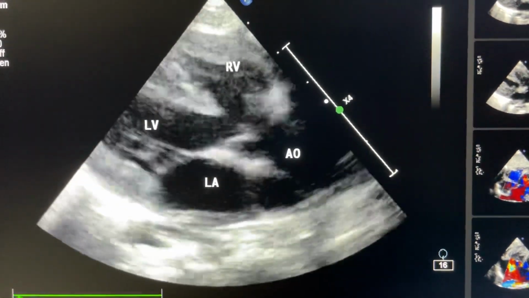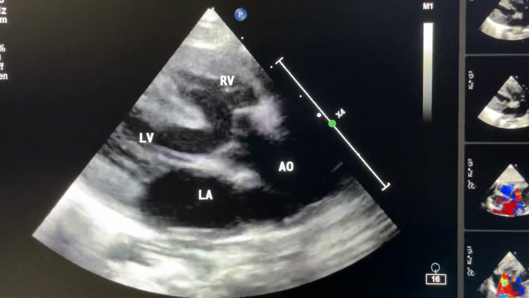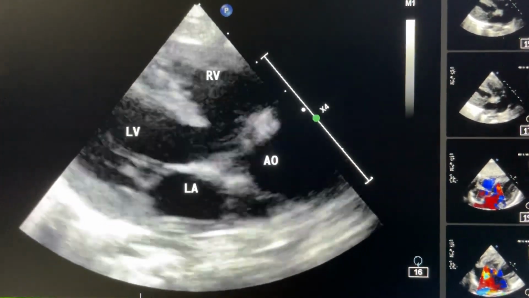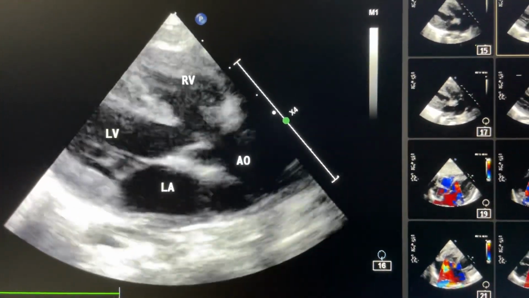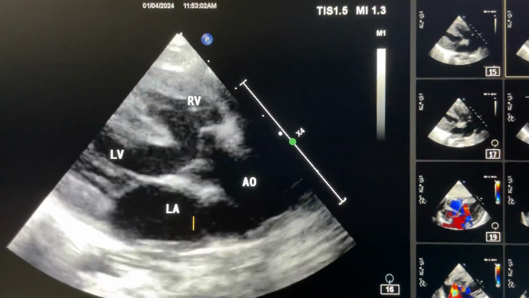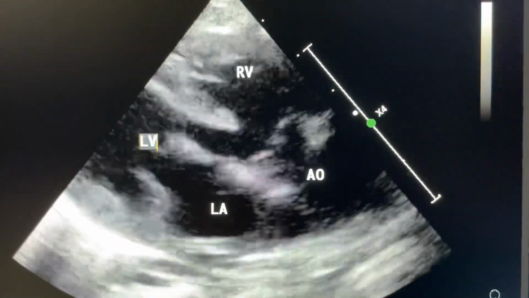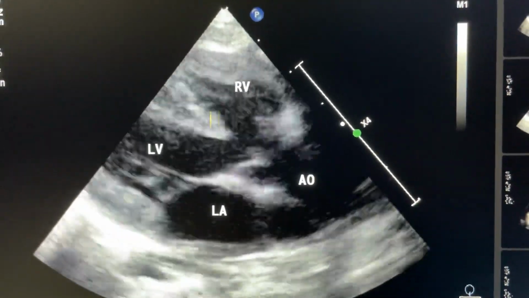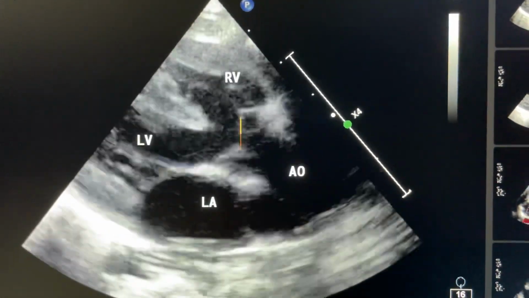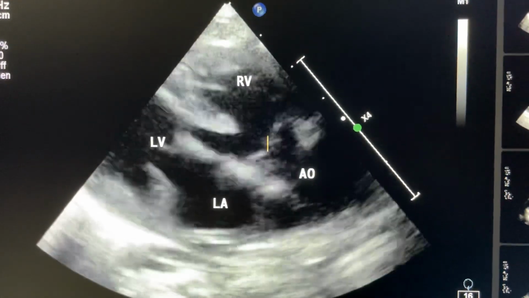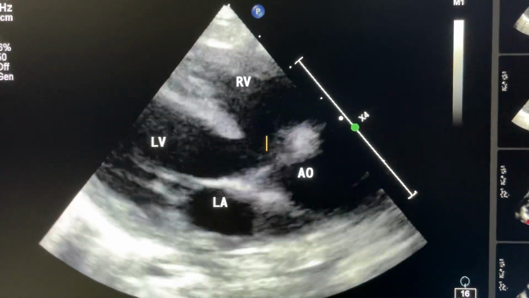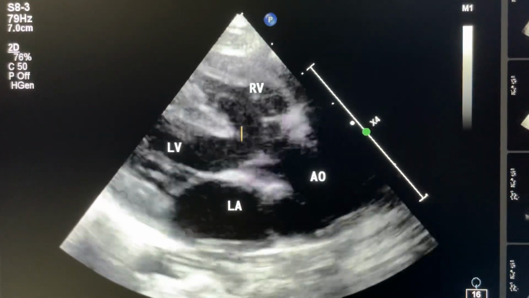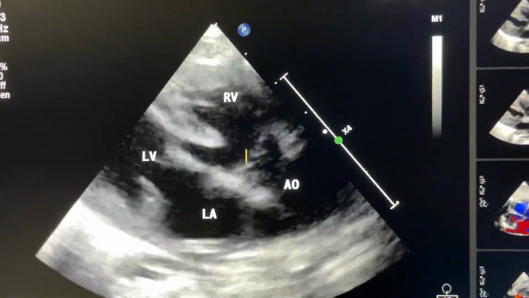In this case, what you see: left atrium, left ventricle, aorta and right ventricle. This is the parasternal long axis view. You can see the left atrium to left ventricle, then the aorta is overriding the interventricular septum, and a subaortic VSD. So this VSD is subaortic in location, and you see the whole aorta is overriding this interventricular septum, or you say VSD.